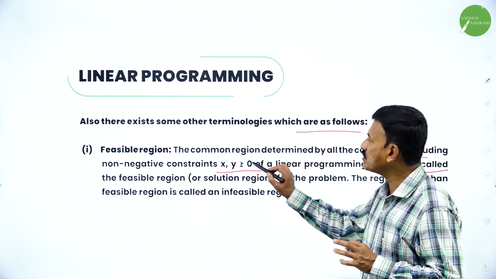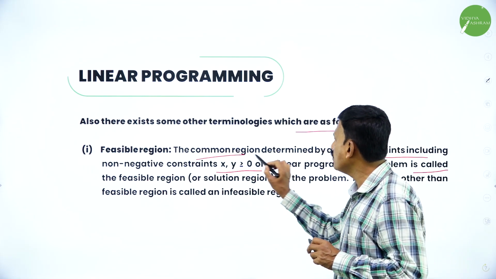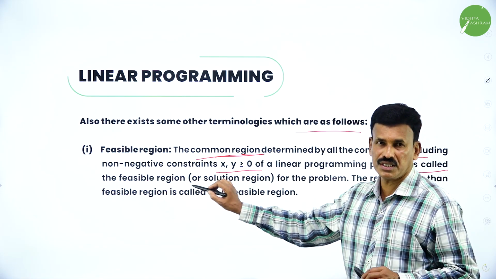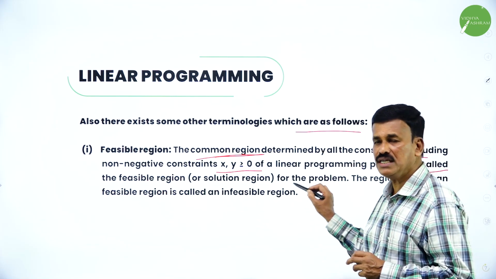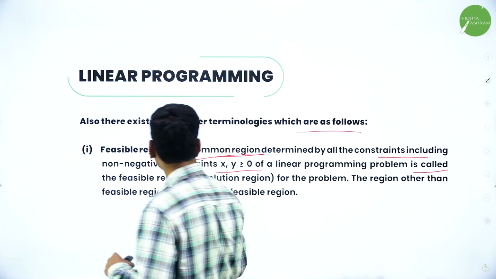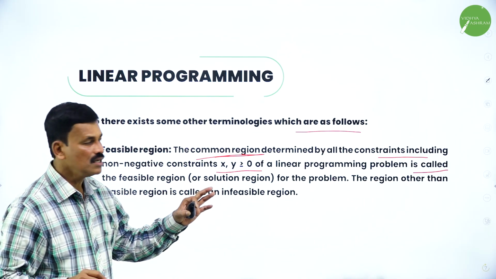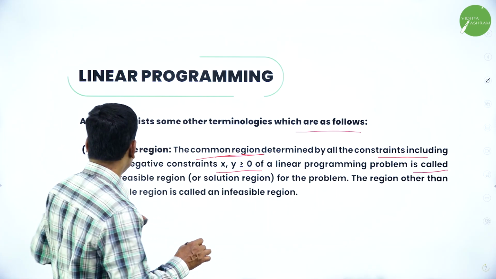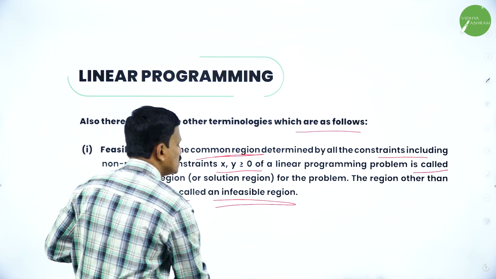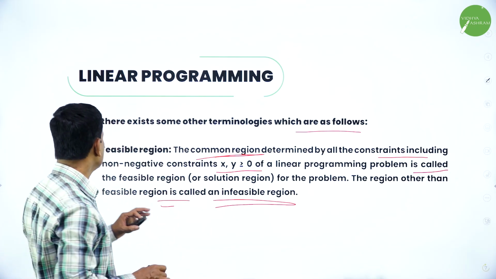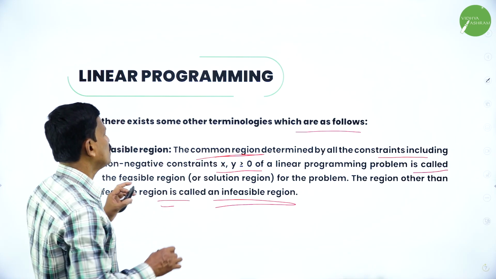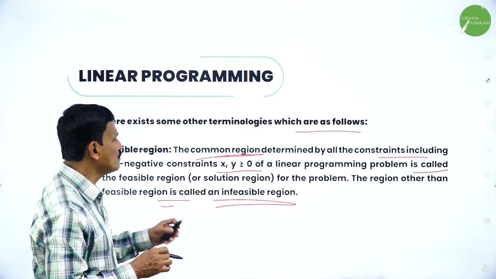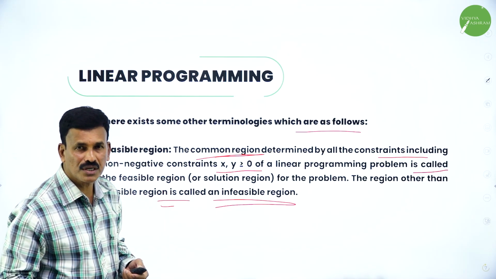That is a very important concept. The common region determined by all the constraints, including the non-negative restrictions of a linear programming problem, is called the feasible region, or the feasible solution of the problem. The region other than the feasible region is called the infeasible region.